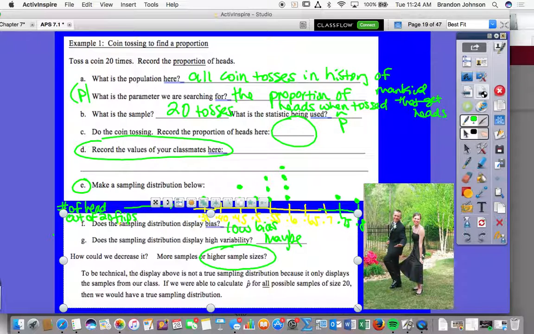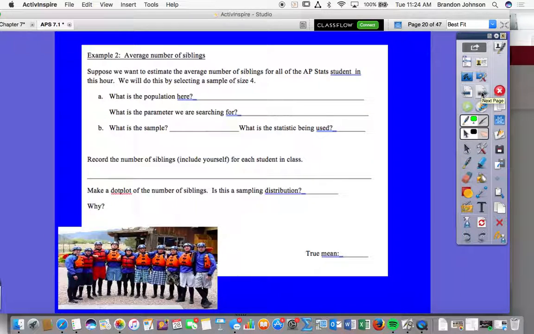All right, you ready? Here we go. Next one, average number of siblings. Here's what I want you to do. Right now, you have a lot of dots around you. I want you to take the number of siblings that you have, not including yourself, so it's possible to have 0. And I want you to put down that total number. Come and stick that dot up here.